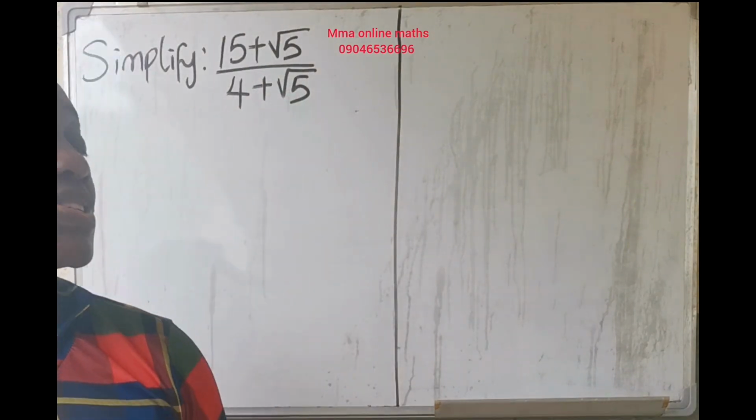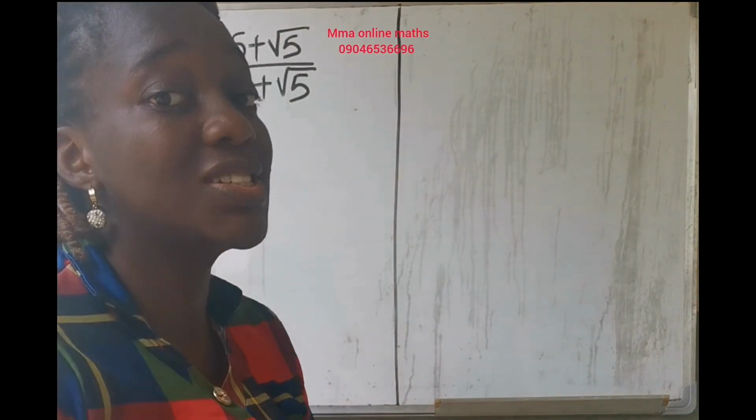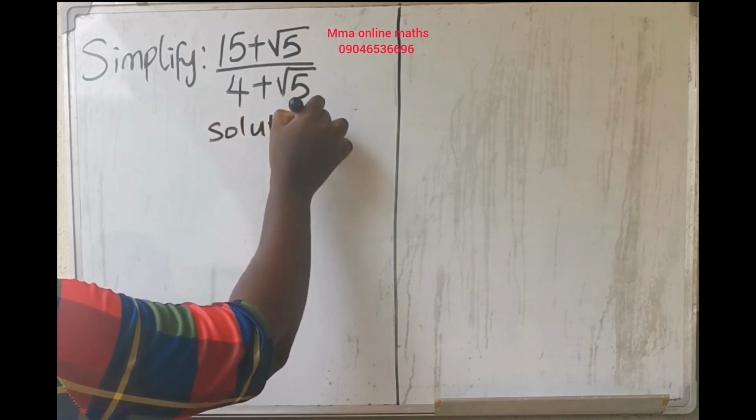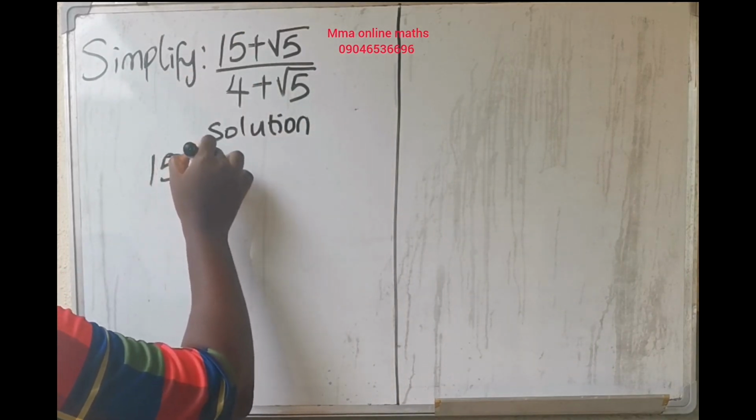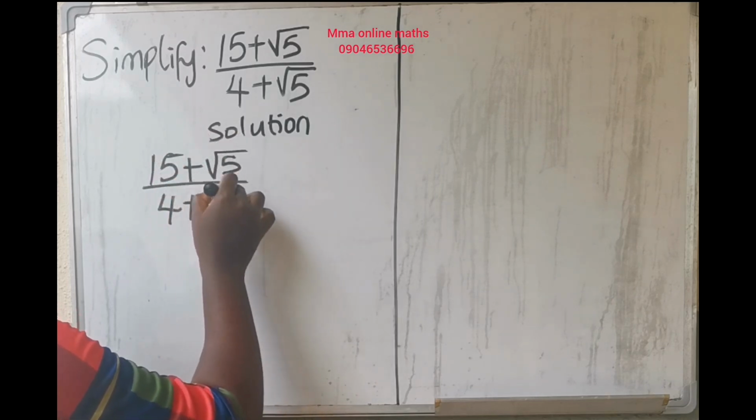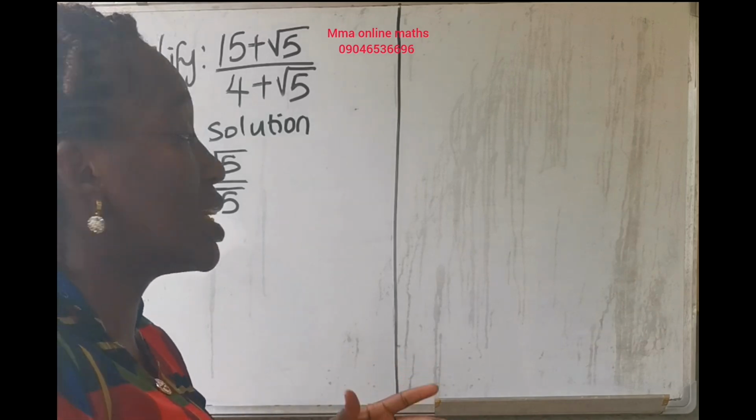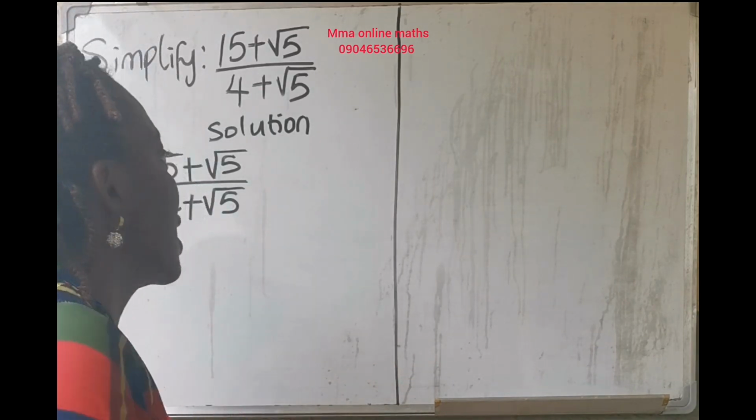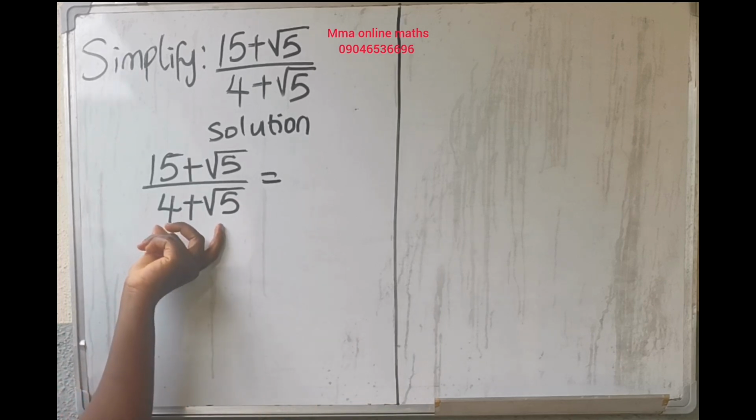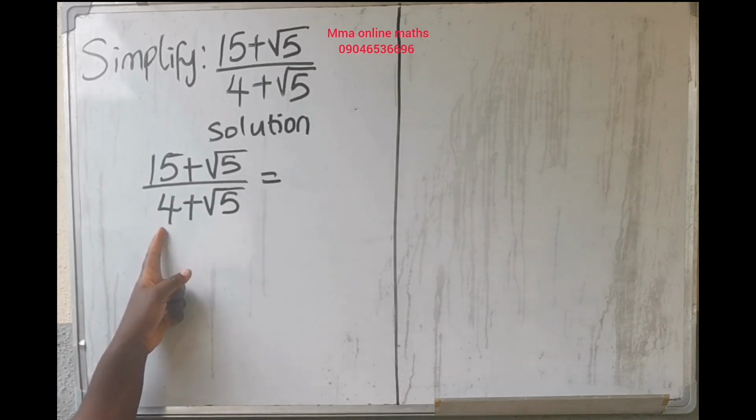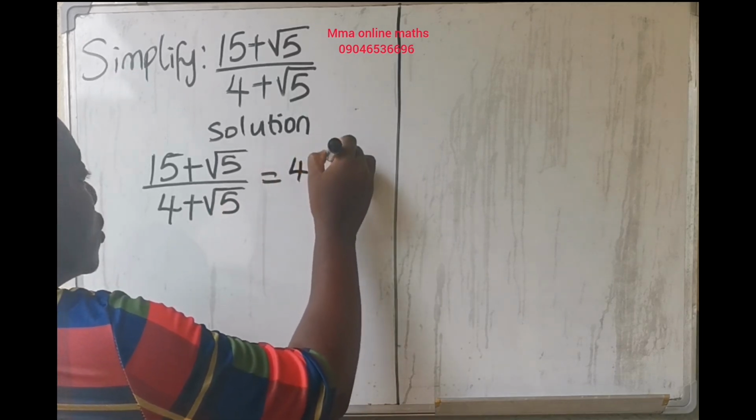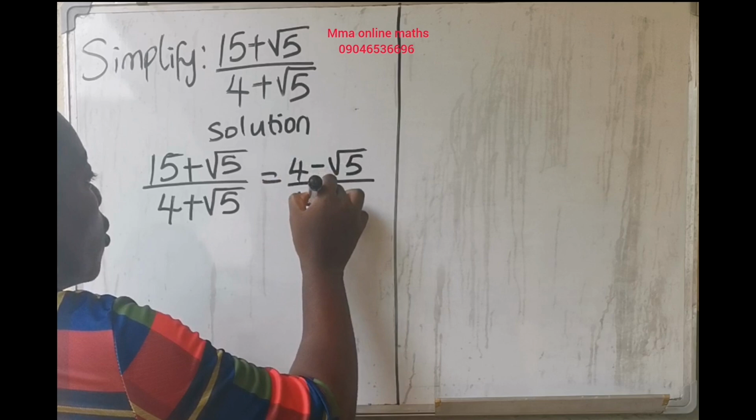In some questions, it's written simplify, while in some, it's written rationalize. Now, we write the solution: 15 plus root 5 over 4 plus root 5. Anytime we have a question like this and we're meant to simplify or rationalize, the only thing we're meant to do is to equate it with the opposite of the denominator. Since we have 4 plus root 5, we'll equate it to 4 minus root 5 over 4 minus root 5.